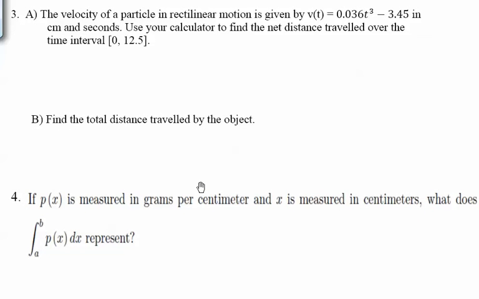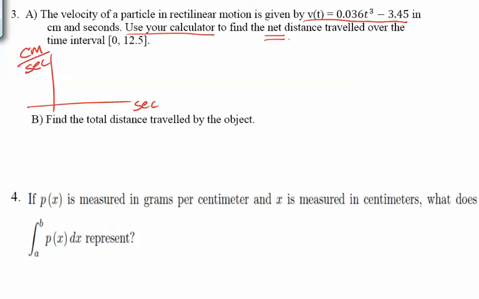Question 3, we've got a velocity function. So again, if we were graphing, make a note, your velocity function is measured here in centimeters per second. So our horizontal axis would be in seconds. And we've got a cubic function. We need not even graph this here, though. Here we're asked to use our calculator to find the net distance traveled.